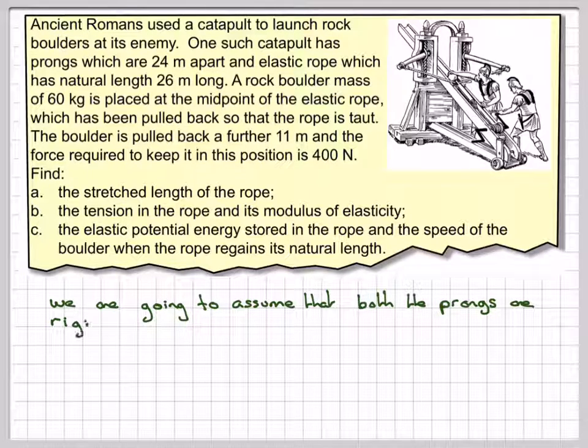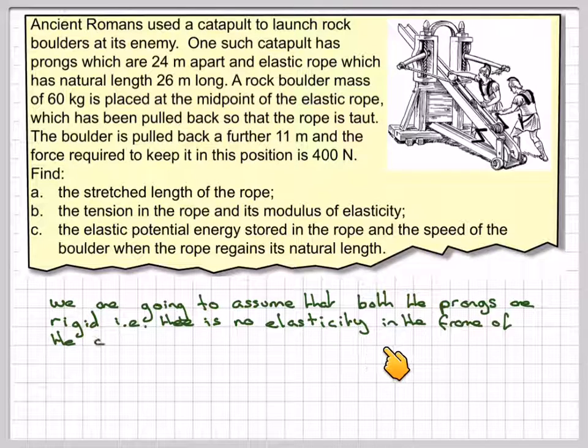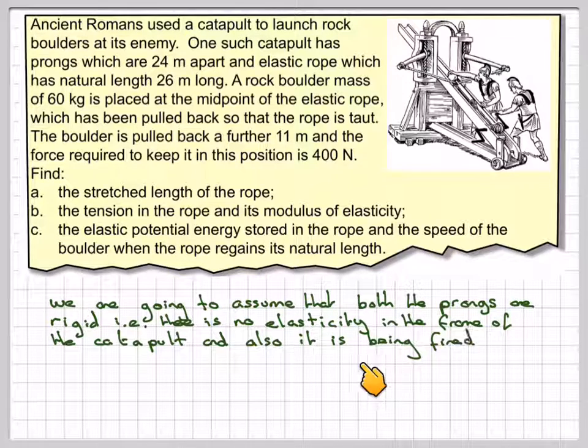I'm going to assume that both of the prongs are rigid, i.e. there is no elasticity in the frame of the catapult, so all these things are rigid, which is probably not true in real life, and also that it's being fired horizontally, so it's not actually being fired at an angle, it's being fired horizontally.